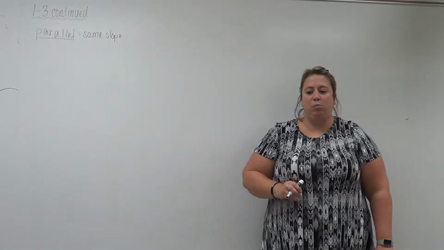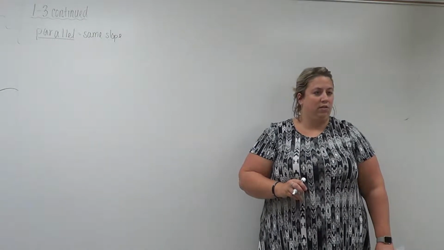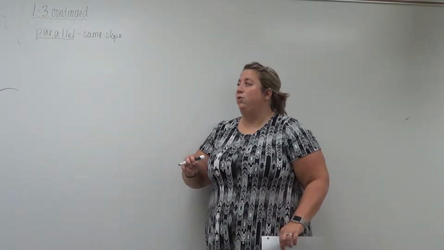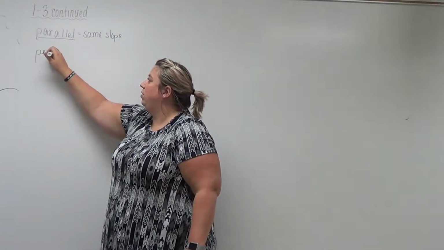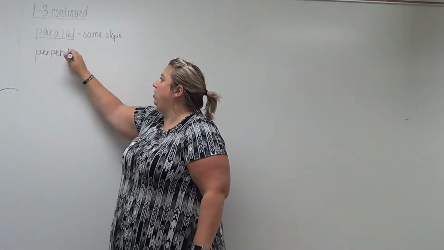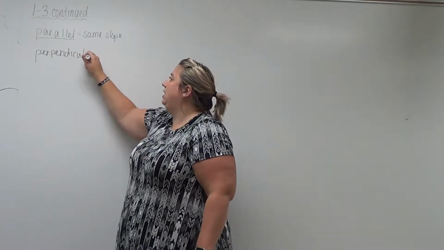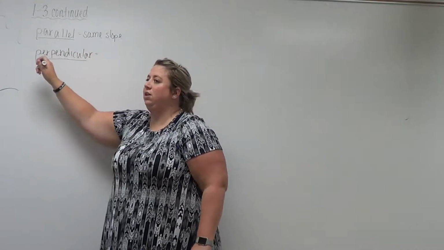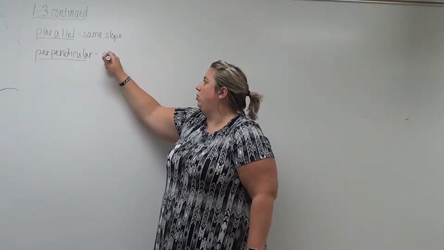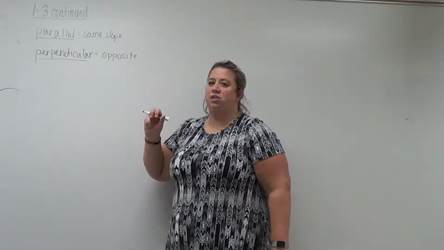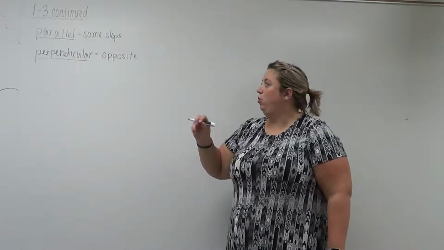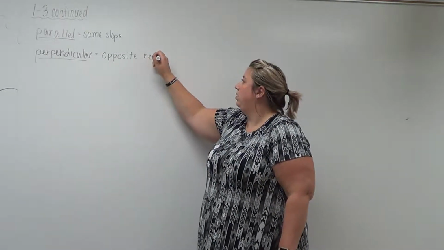What does it mean when two lines are perpendicular? They cross at what kind of angle? Right, they cross at a 90-degree angle. So they're perpendicular, which means they have opposite reciprocal slopes. Opposite means you change the sign. Reciprocal means you flip it.